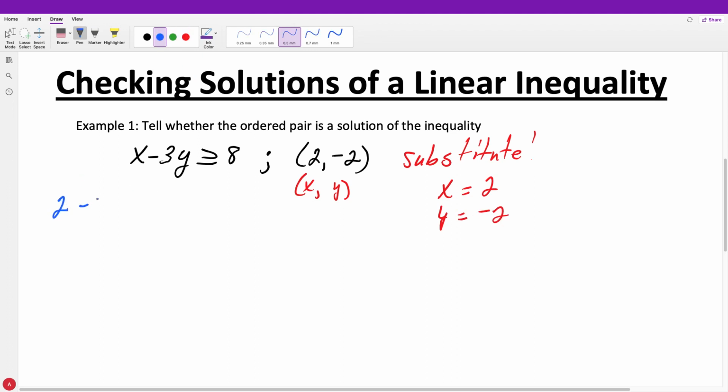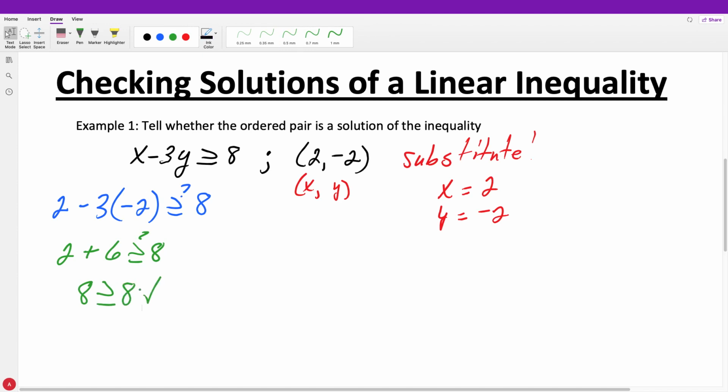So does 2 minus 3 times my y, which is negative 2, is that greater than or equal to 8? So you see I'm putting a question mark above it because I don't know, so I'm going to test it. All right, so now we have 2. Well, negative 3 times negative 2 is a positive 6. So is this greater than or equal to 8? Well, 8 is greater than or equal to 8, so this does work. If it didn't have that equal sign, then we wouldn't be able to say it does. So yes, this does satisfy our inequality, and it is a solution.